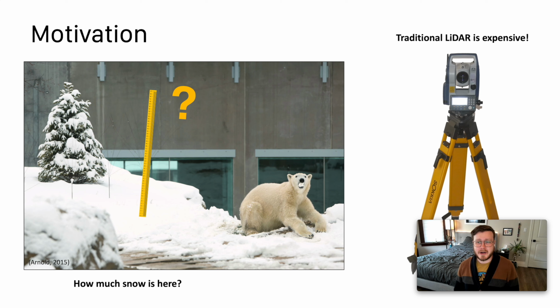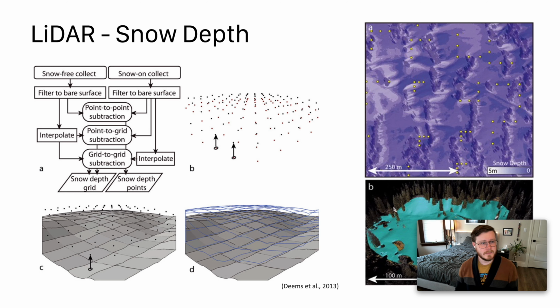Traditional LiDAR is another option, thinking about using something like a total station. However, this is often expensive and it's not something that the average consumer or person would have access to. And so there's this idea that we can use LiDAR to help estimate snow.